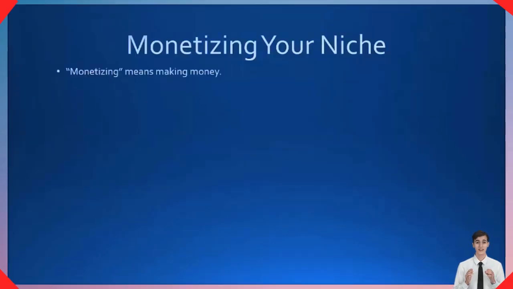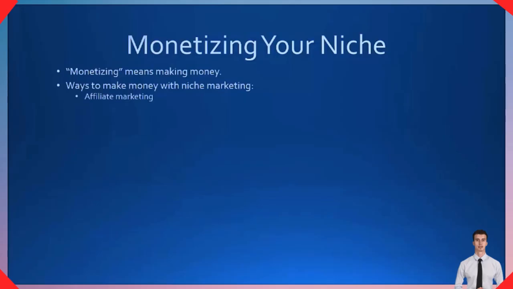Monetizing means making money, or monetization. It's how you're going to make money, generate revenue from the niche market you've chosen. So here are some ways that you can make money with niche marketing, or an online business basically. We're calling it niche marketing, but in all actuality, it's basically the business model or the market that you've chosen to pursue. Affiliate marketing, this is where you promote products for commission.